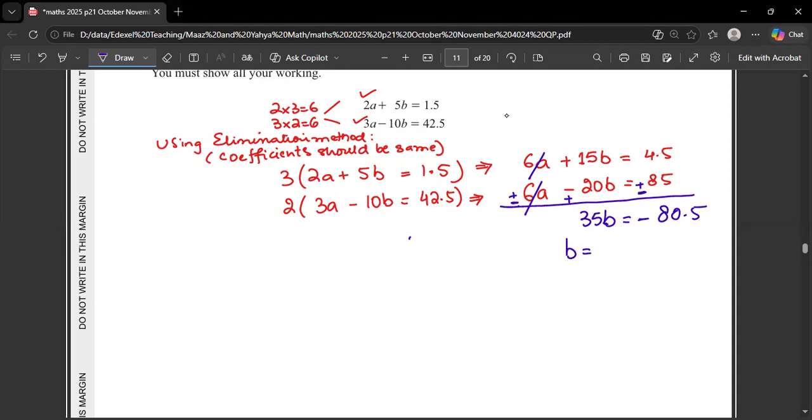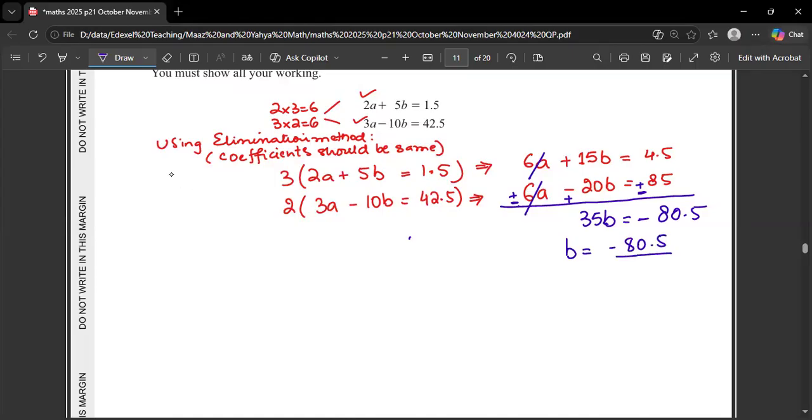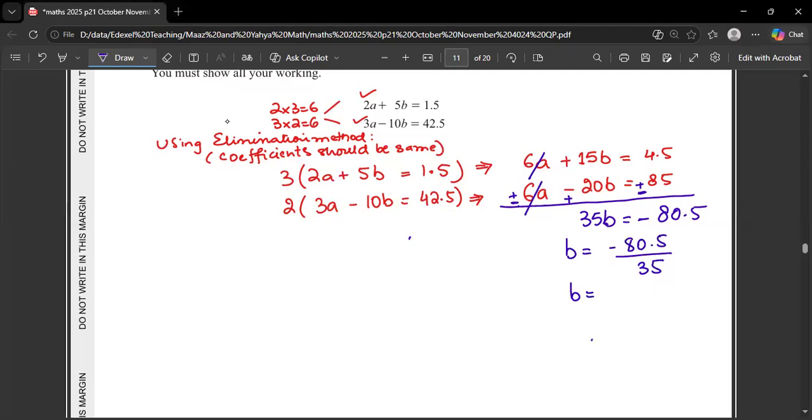Now, can we make b the subject? Yes. So that's going to be 80.5 divided by 35. What should be the answer? 80.5 divided by 35. Sir, negative 80.5, right? So negative 2.3. Negative 2.3.